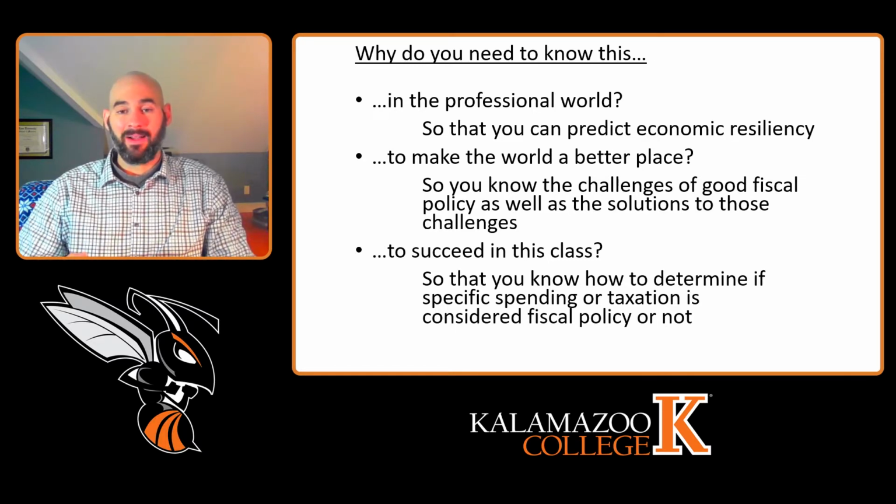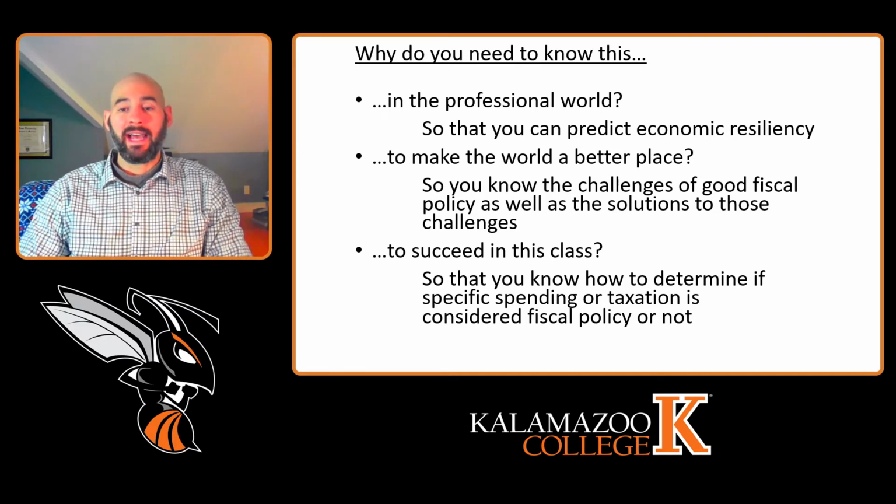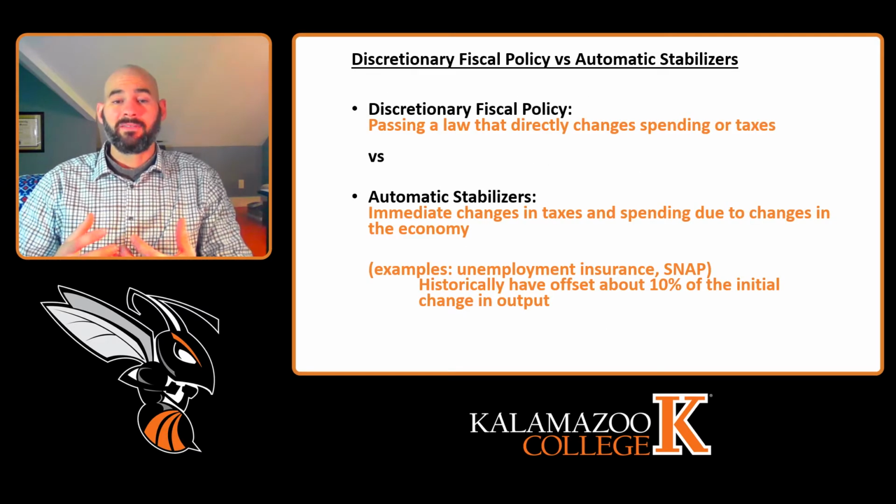And lastly, it's a goal of this class for you to be able to determine if specific spending or taxation would be considered fiscal policy or not, and hopefully the tree diagram coming up is going to be helpful for that sort of classification for you. So we want to think of discretionary fiscal policy as being the passing of a law which would directly change spending or taxes. And we're going to contrast that with automatic stabilizers.